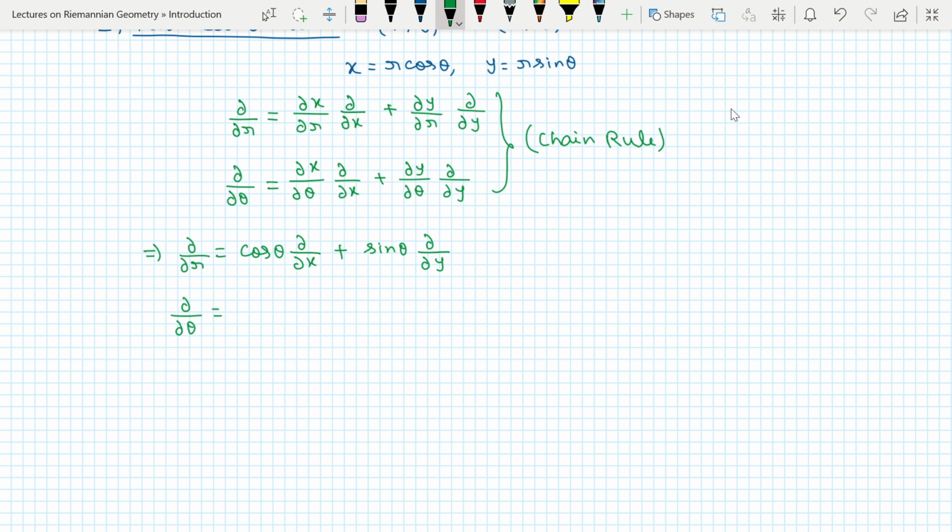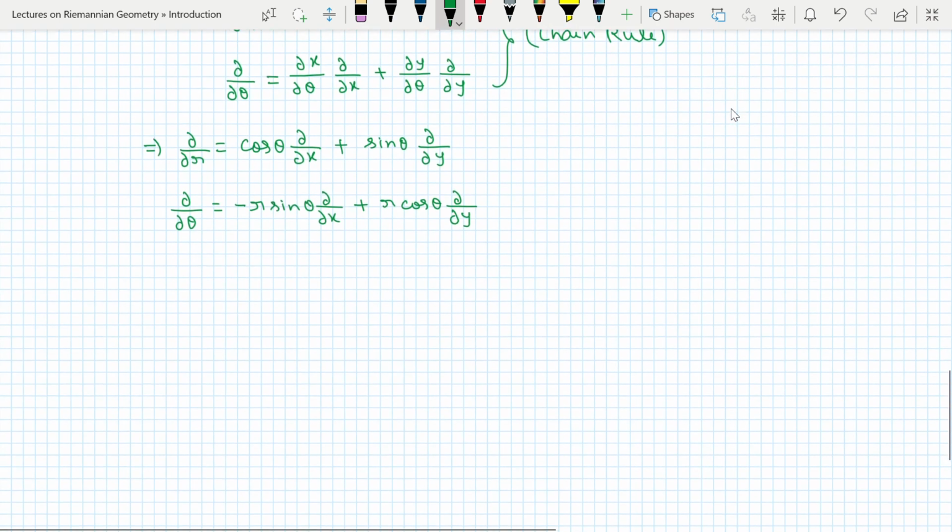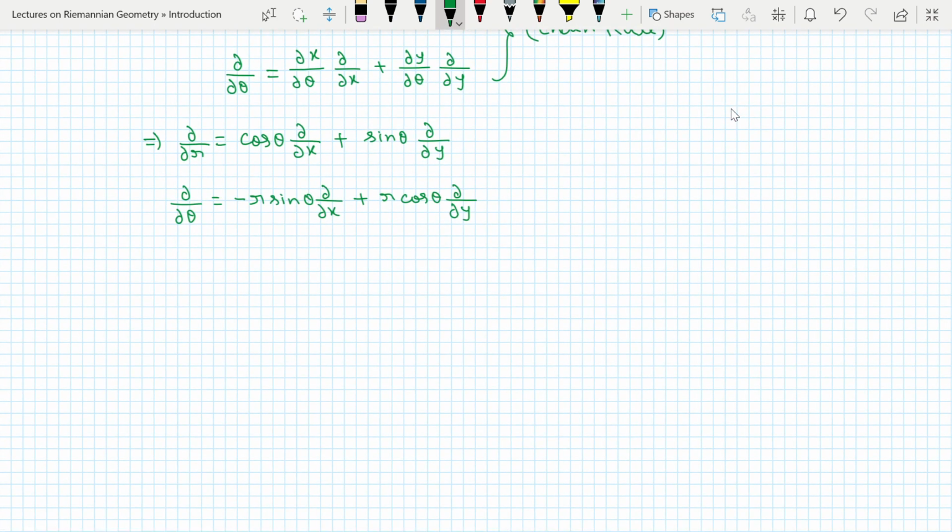In a similar manner, ∂/∂θ is minus r sin θ ∂/∂x plus r cos θ ∂/∂y. Well, I think our work is done because we have the basis vectors, so we can find the component matrix, the metric component matrix.